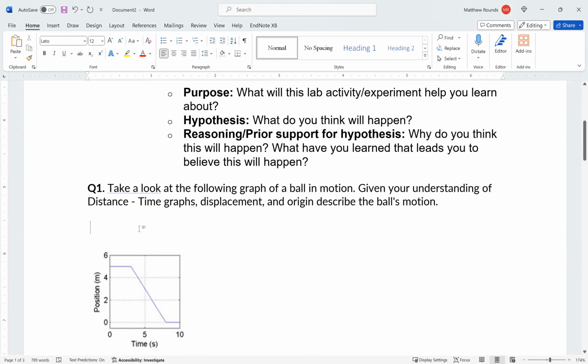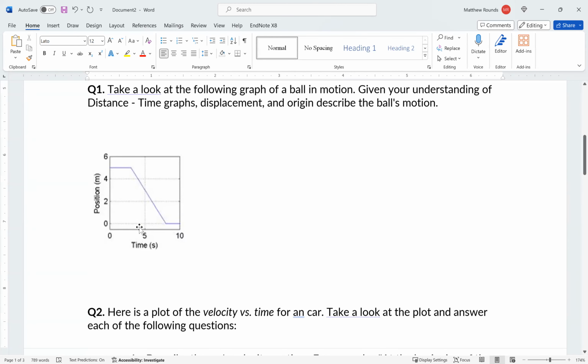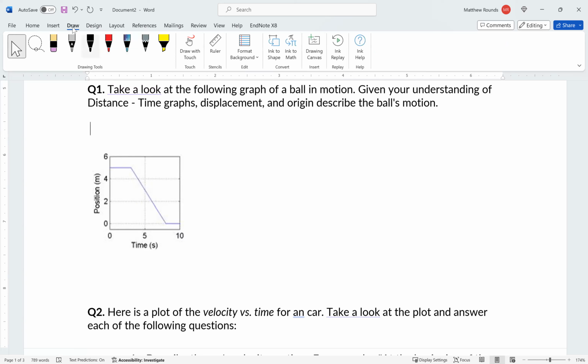So it says, take a look at the graph of a ball in motion. Just to be clear, the ball is not going down. This is the position of the ball. So it starts out at 5 meters, and think of it as being 5 meters away from you. And then for, I'll say 3 seconds here, probably draw a tick mark in, this looks like 3 seconds. It's not doing anything. Ball's just at rest. It's not moving. It's just 5 meters away from you.